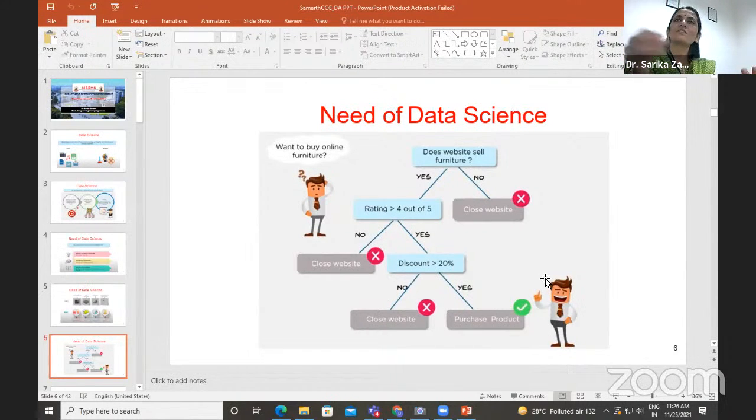So discount is also data science. No one in the market is going to give you something free of cost. Try to understand this. They already have a margin for that.